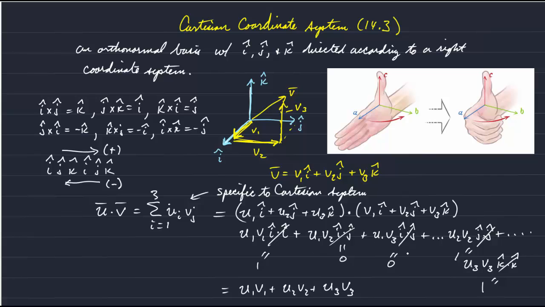Okay, so this is just an illustration of how we would follow the same mathematical rules, as well as the rules that we've learned about dot products of orthogonal and parallel unit vectors. Now let's look at the cross product. We take u, which is again u1 i hat plus u2 j hat plus u3 k hat, and cross that with v1 i hat plus v2 j hat plus v3 k hat.